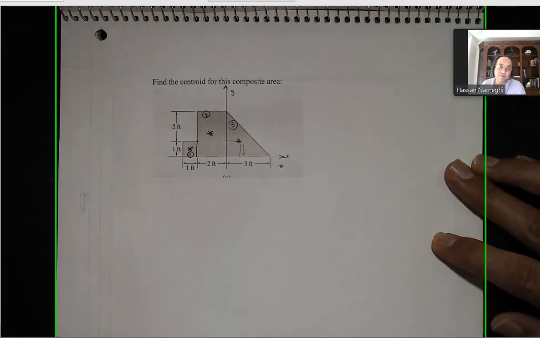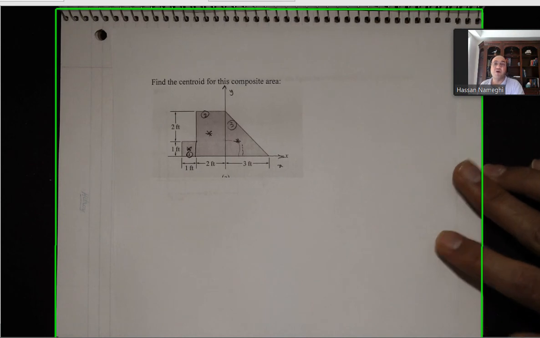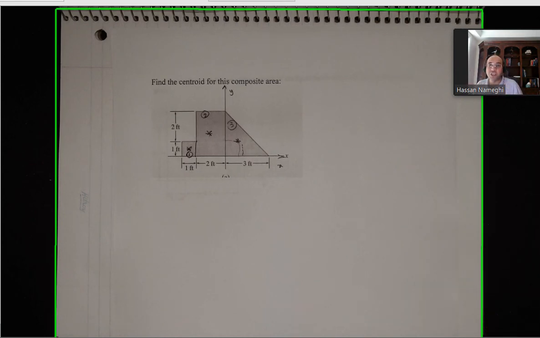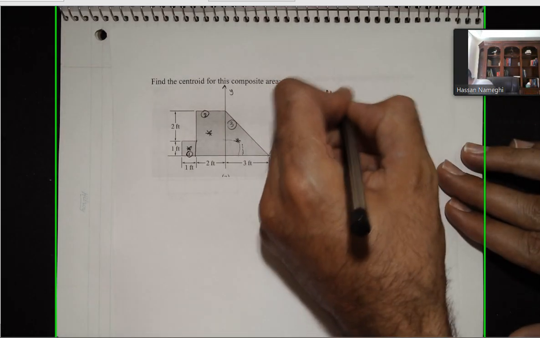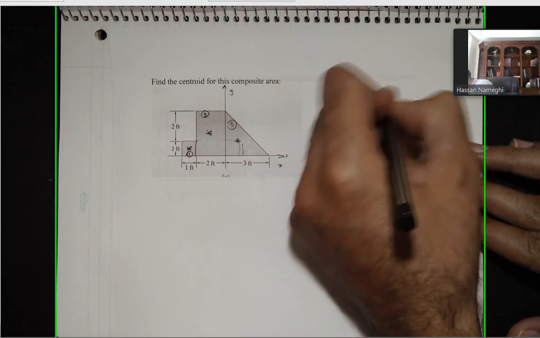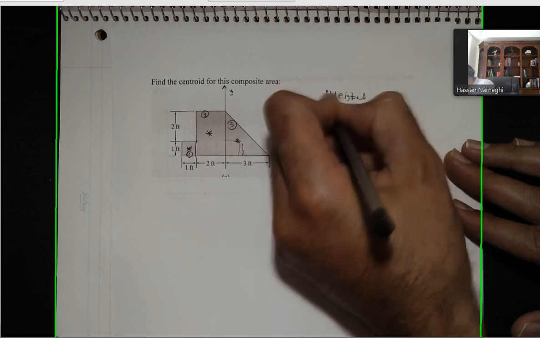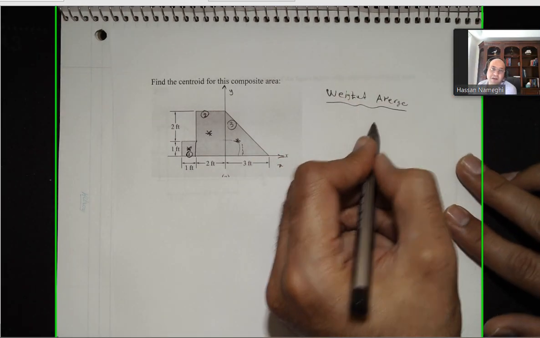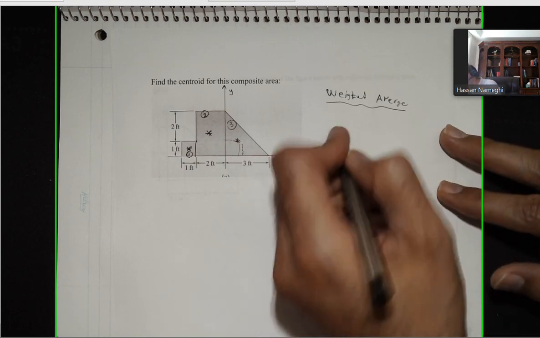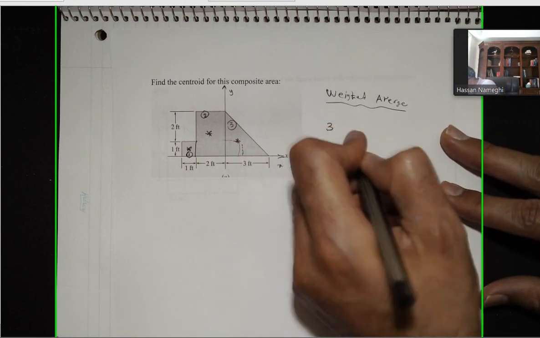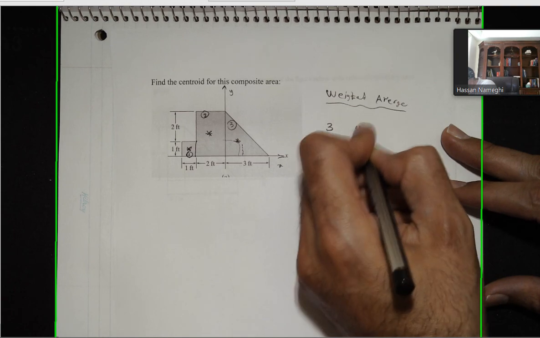I already know the center for these 3, but how can I find the center for the combined shape, or the composite area? The way that we do it is something called weighted average. I'll just give you one example of the equation for the weighted average. In one semester, you take 3 credits. Your GPA for 3 credits is 4.0.